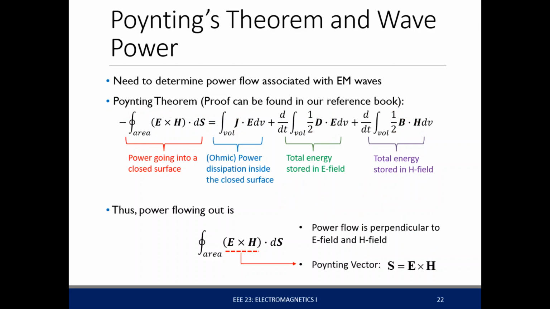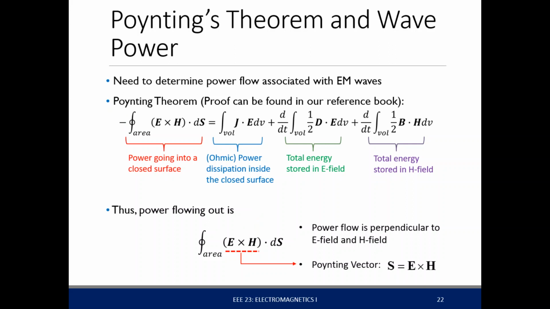Thus, if this is the power flowing in, the power flowing out is just equal to the positive of this, the closed loop integral of E cross H dot dS. So just note, since this is a cross product, the power flowing out that is perpendicular to the surface of a closed surface, the power flow is actually perpendicular also to your electric field and your magnetic field. And this is called the Poynting vector S. So the Poynting vector pertains to the direction where power is flowing out.